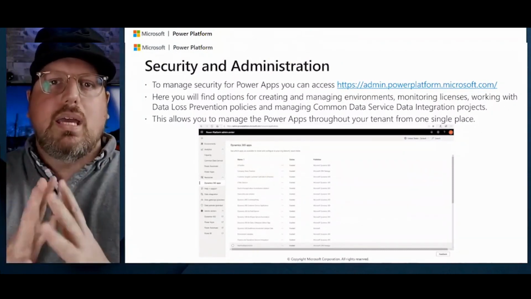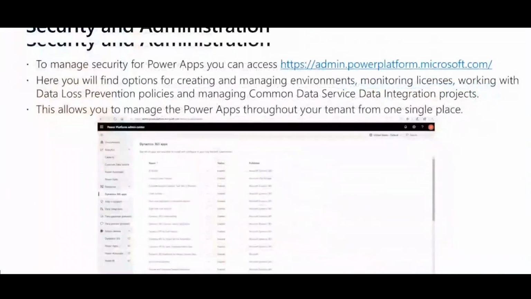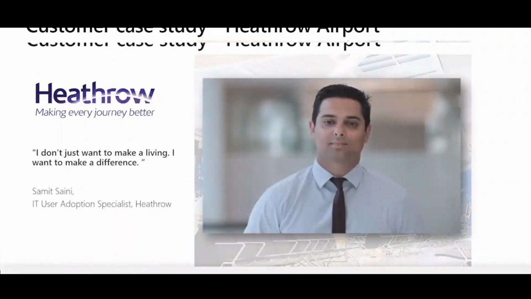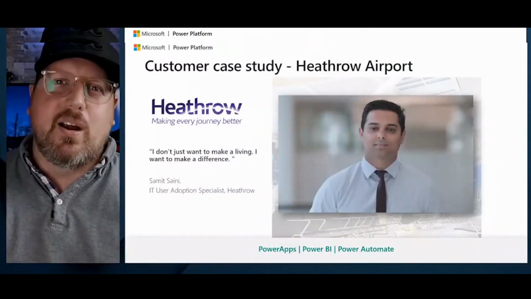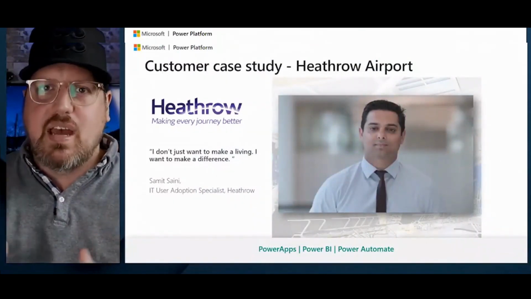They're all in the same place. And then you have a list of all your different apps, environments, solutions. This is what you manage in terms of security and administration. So Heathrow Airport is one of the largest airports on the planet. And our friend Sumit there was a security guard. And Power Platform changed his life.